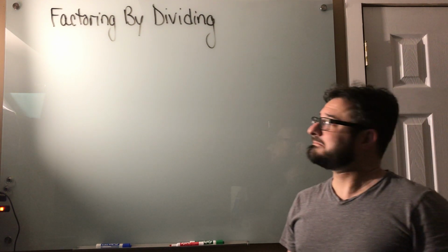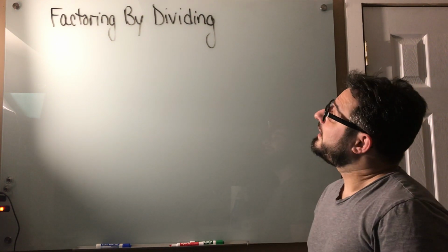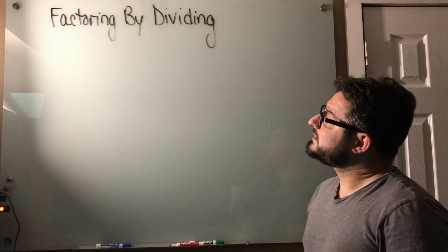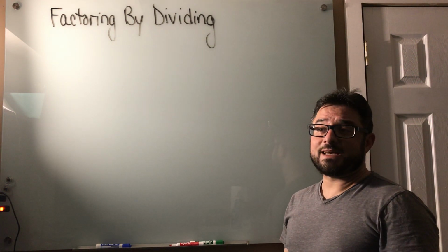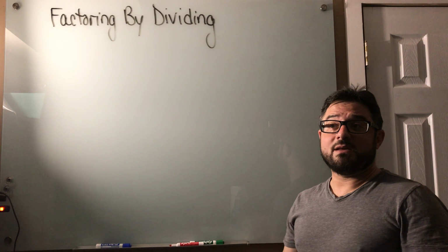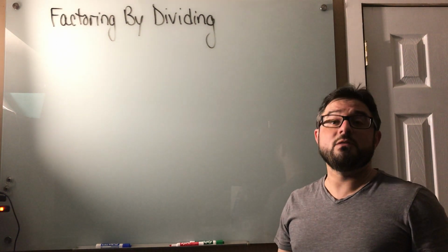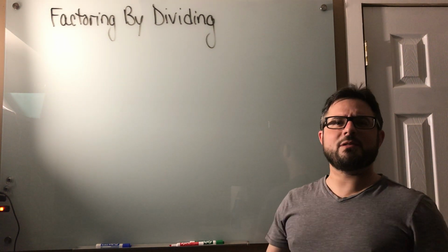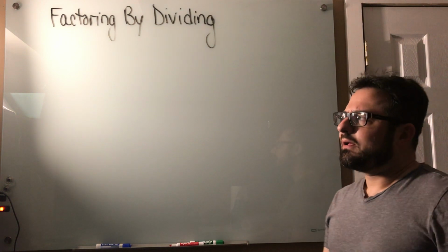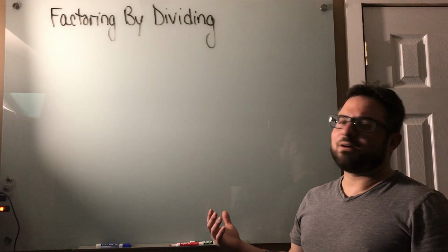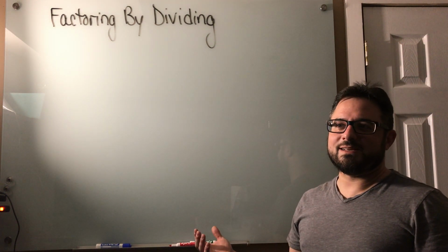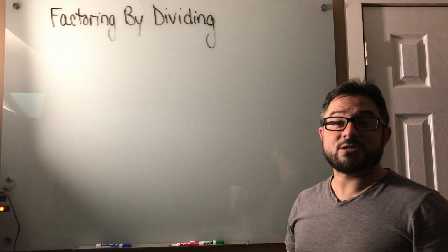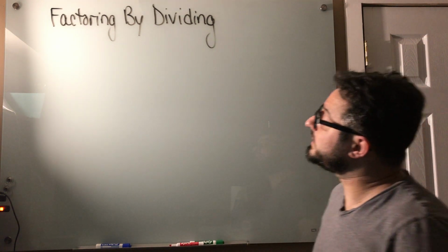So, factoring by dividing. Factoring, as I mentioned with the GCF, is actually the inverse of multiplication. It's undoing it. It says, what did it look like before I multiplied? Now, there's another thing that we often say undoes multiplication, and that's division. And it's actually true here.